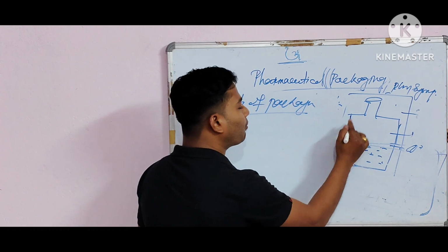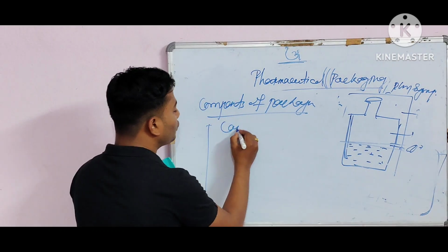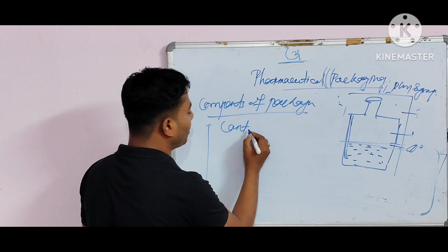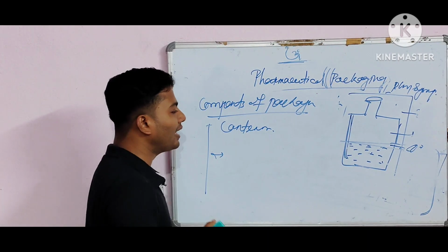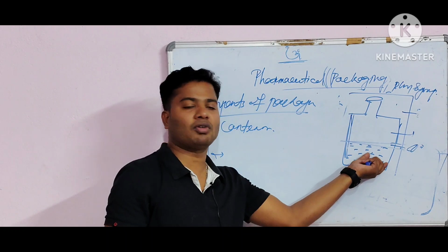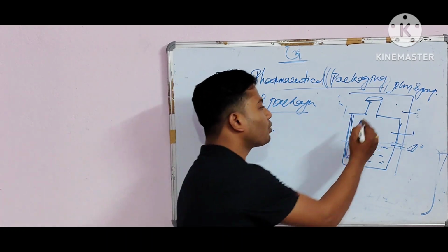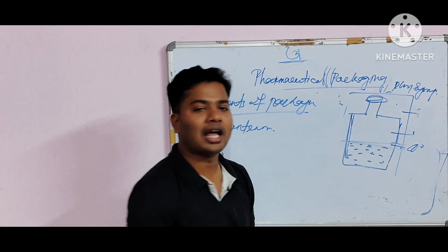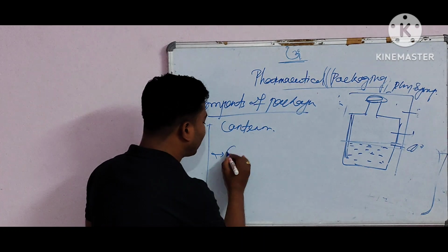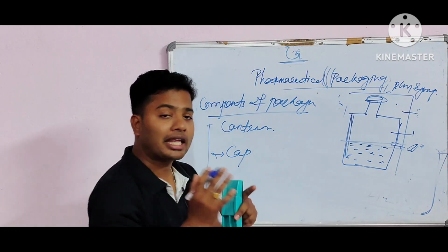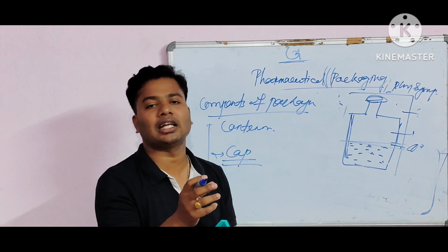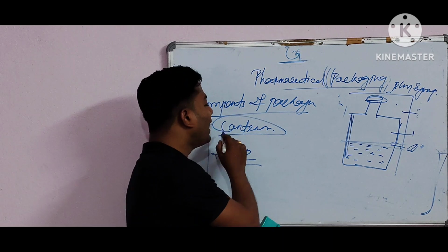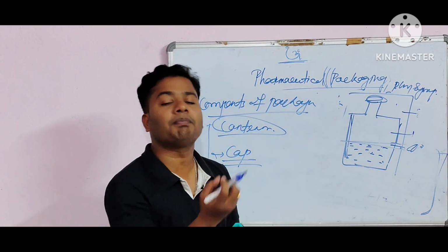So in that case you have to use the container. The first component of packaging is the container. And the second one: after pouring the paracetamol syrup in the container, you have to seal it with the help of a cap. The second part is the cap. What is the use of the cap? It is used to seal the container. What is the use of the container? It envelops or holds the product.